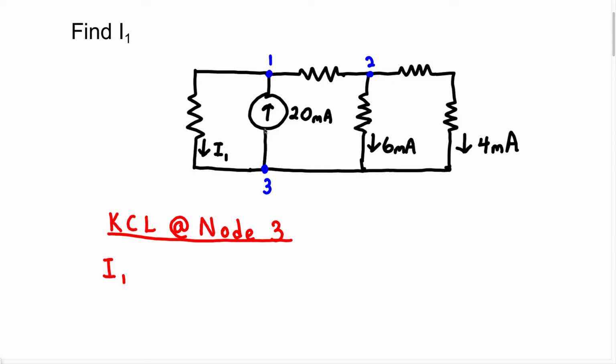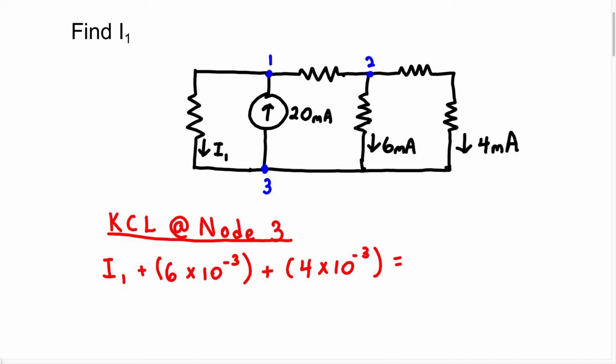Well, this current is leaving, so we're just going to leave that for now. But we also have this 6 milliamp current that's coming into node 3. So I'm going to say I1 plus 6 milliamps. But instead of writing milliamps, I'm going to write times 10 to the minus 3, which we know is going to represent milliamp. Now, we also have this 4 milliamp of current coming into node 3. So I'm going to have plus 4 times 10 to the minus 3, close bracket, equal.